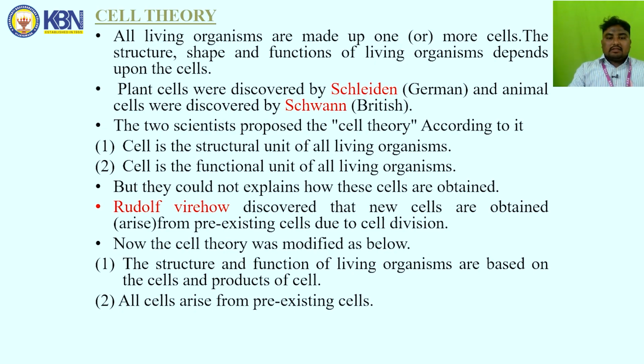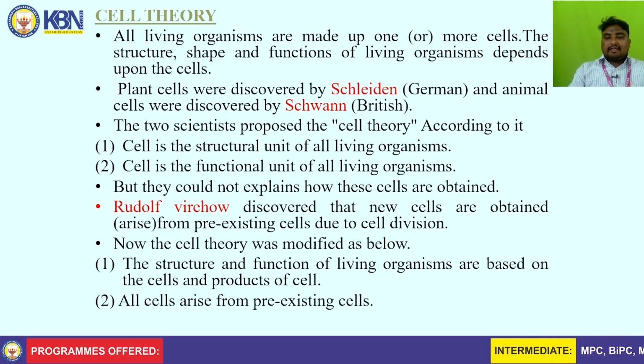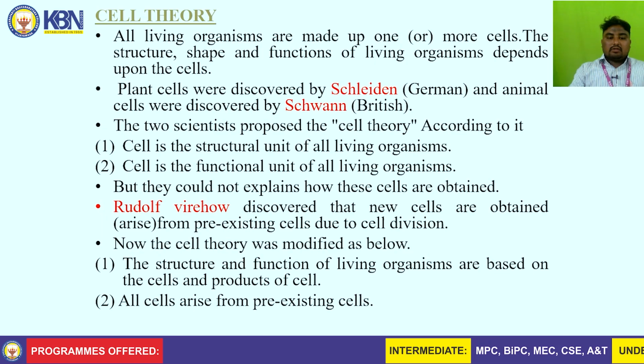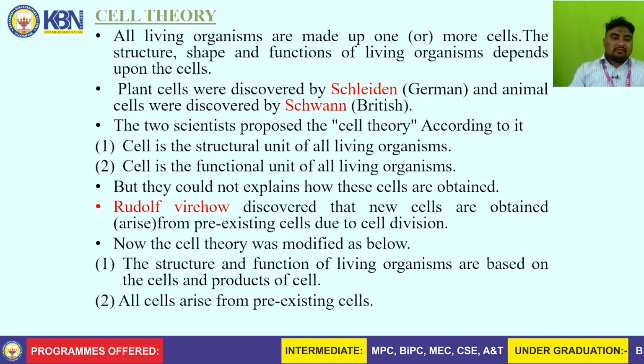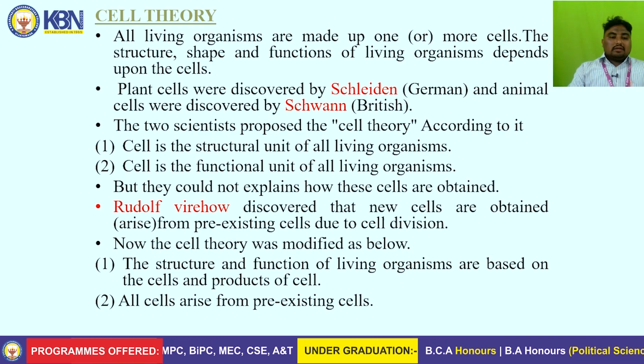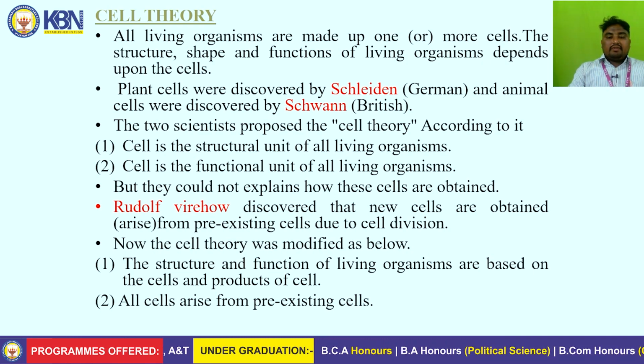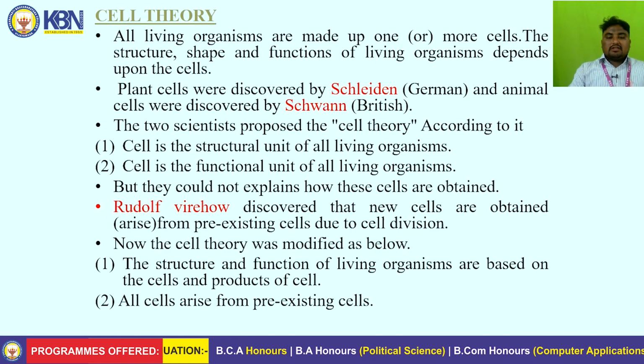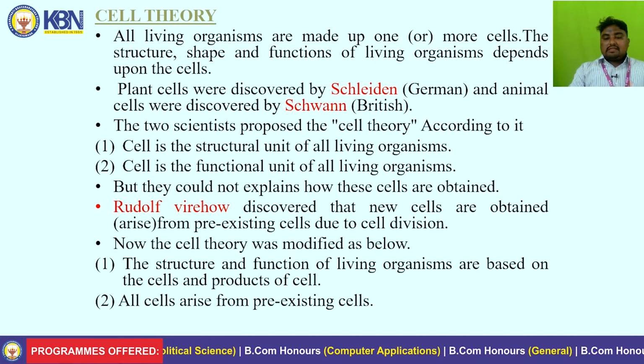Plant cells were discovered by Schleiden, a German scientist, and animal cells were discovered by Schwann, a British scientist. The two scientists proposed this cell theory. According to it, the cell is the structural unit of all living organisms. The cell is the functional unit of all living organisms. But they could not explain how these cells are obtained. Rudolf Virchow discovered that new cells arise from pre-existing cells due to cell division.